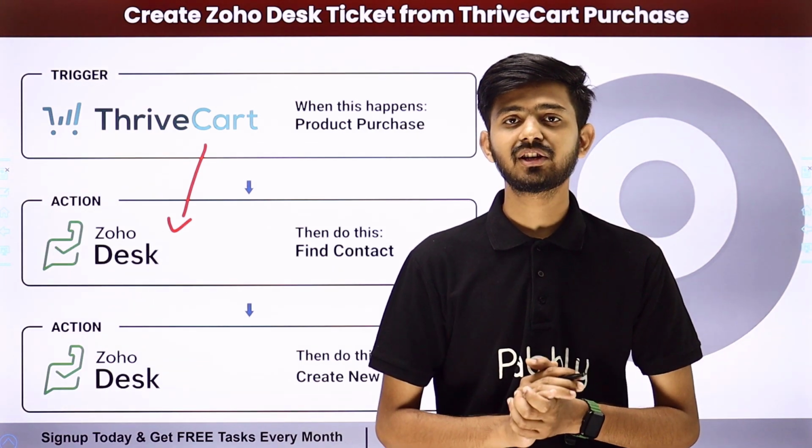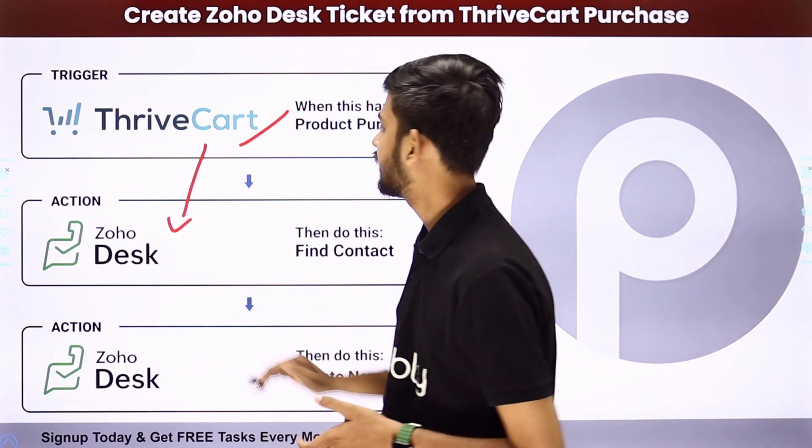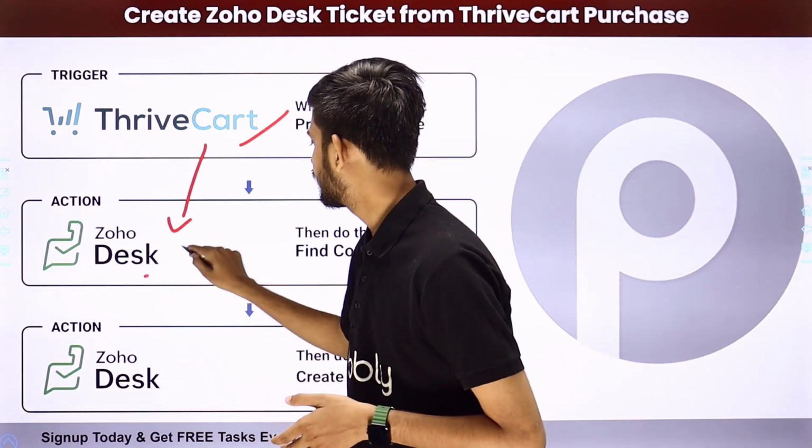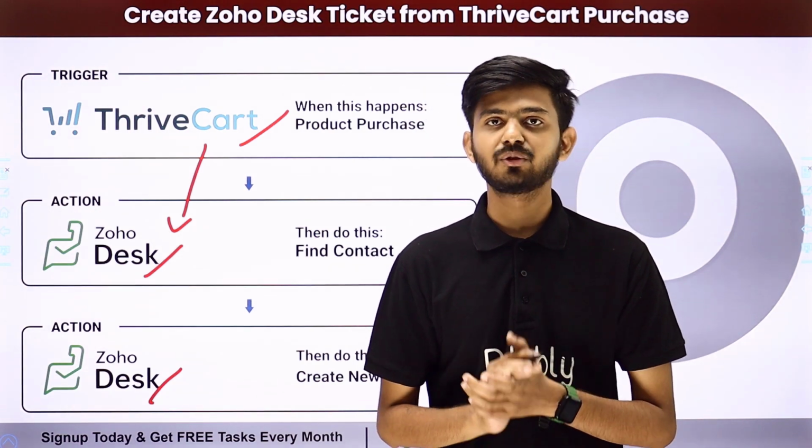In Pabbly Connect, we are going to use triggers and actions. In the trigger application, we will be using ThriveCart. In the action application, we will be using Zoho Desk. So how am I going to create this integration? For that, let me take you to my computer screen.